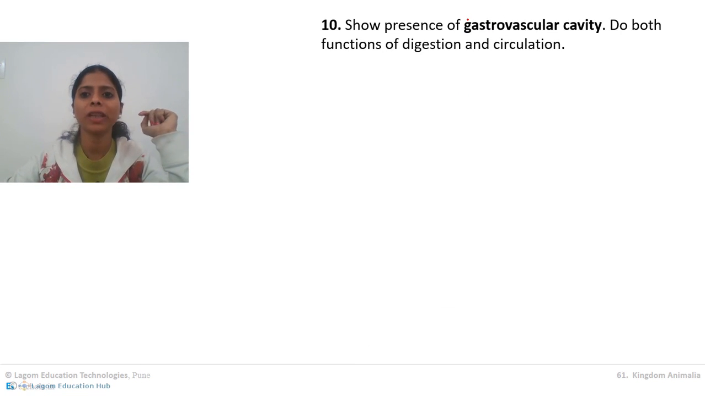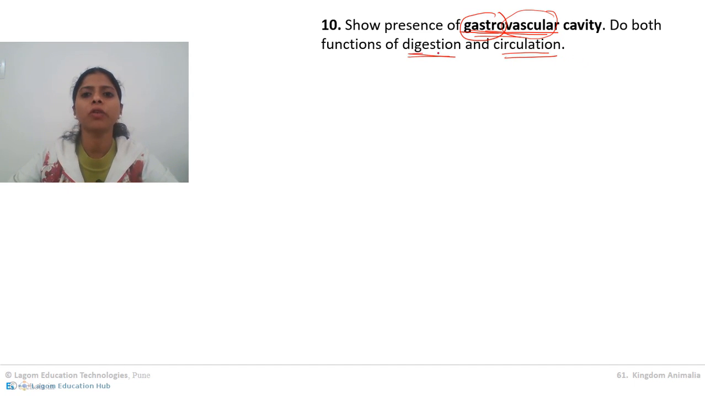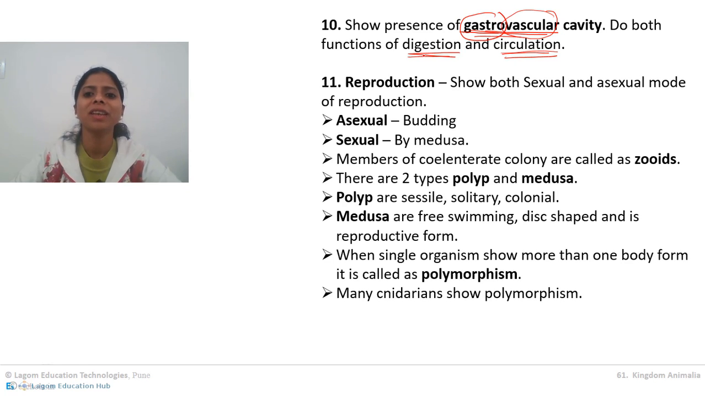Yeah, this I have not explained to you. I am explaining it right now. Pay attention. The gastrovascular cavity is the special characteristic of these animals, the coelenterates. Here gastro means digestive system, and vascular means circulatory system. So Hydra has a central cavity, called the gastrovascular cavity, which works for digestion as well as for circulation. Understanding? Clear about it? Now the next one is about its reproduction.